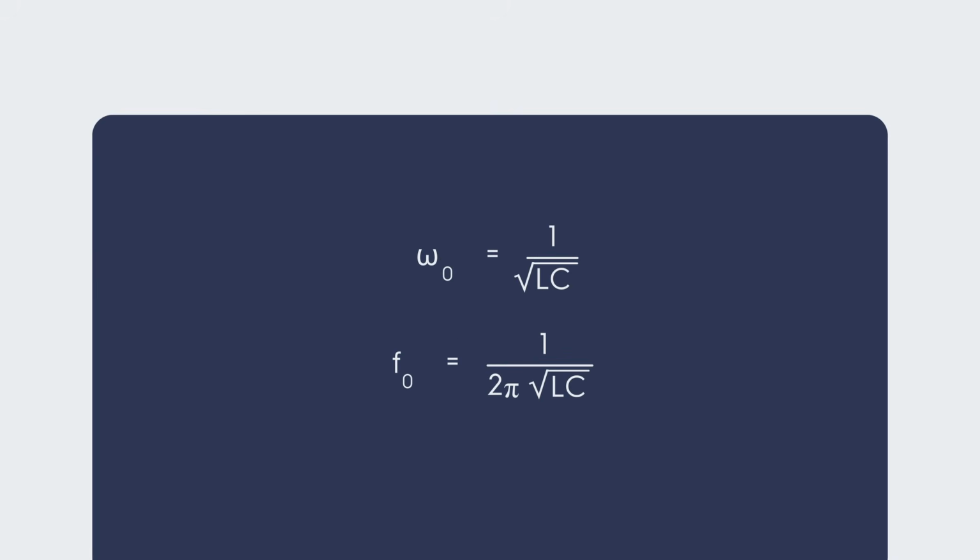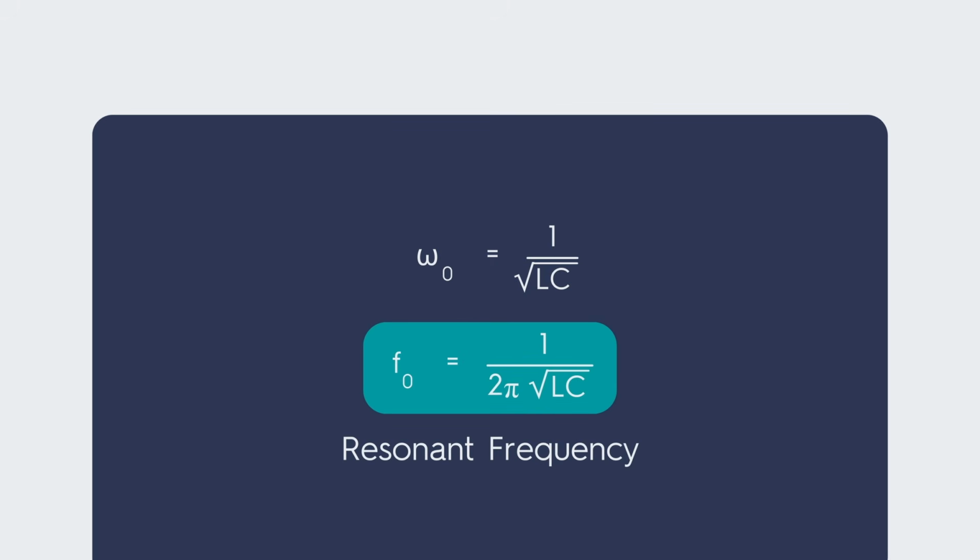Solving for that condition gives the angular resonant frequency. Omega naught equals 1 over the square root of L times C. Converting to ordinary frequency gives f naught equals 1 over 2 pi times the square root of L times C.